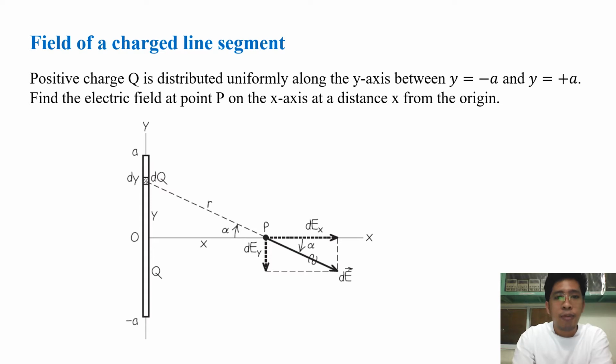Find the electric field at point P on the x-axis at a distance x from the origin. So you have here your line charge distributed uniformly along the y-axis from y equals negative a to y equals plus a. So what we do here is we take again a small line segment of length dy, or length dl, and at this infinitesimal line segment you have your infinitesimal charge dq.